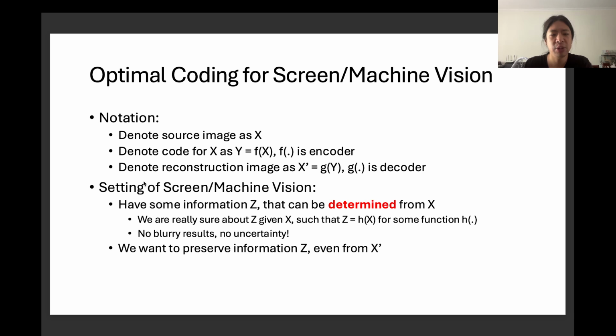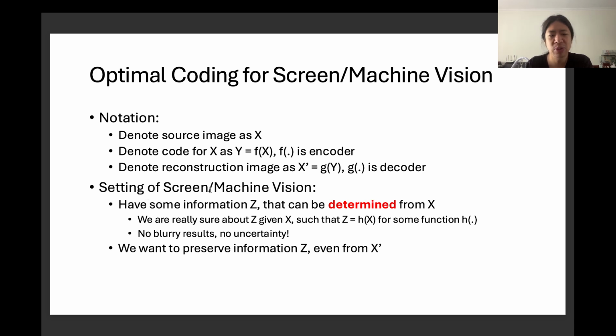We also describe the setting of screen coding or machine vision coding. There is some information z that can be determined from x. So we're really sure about z given the source image x. For example, there exists some deterministic function, and we will have z equals h(x). So there is nothing blurry or uncertain about z given x.